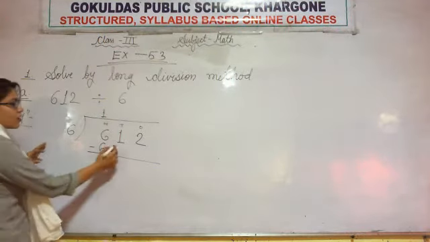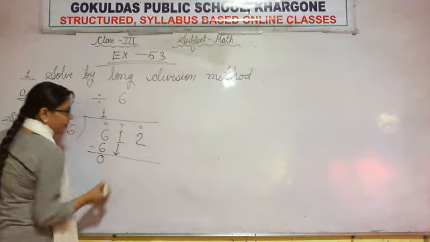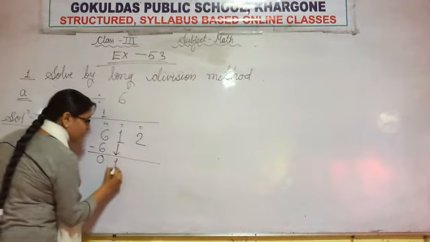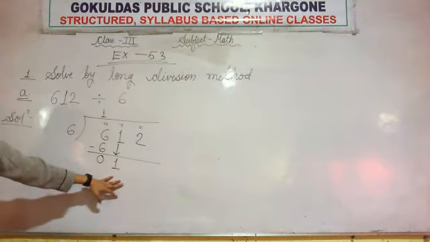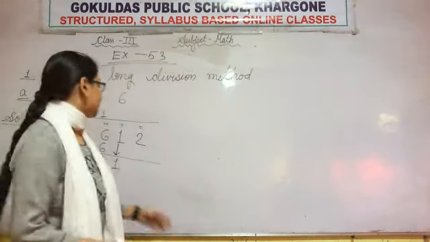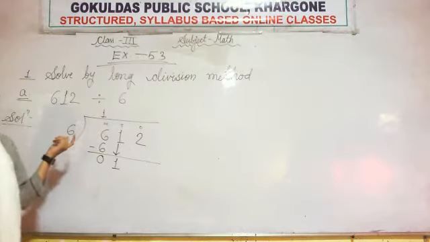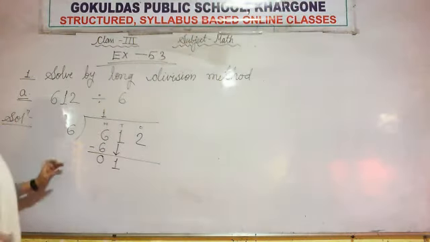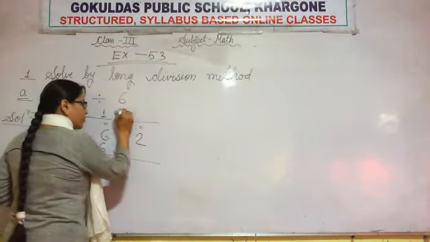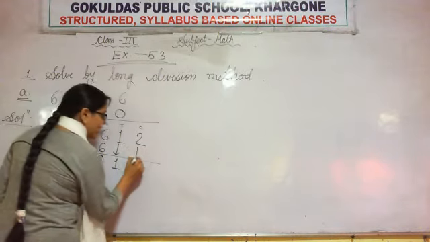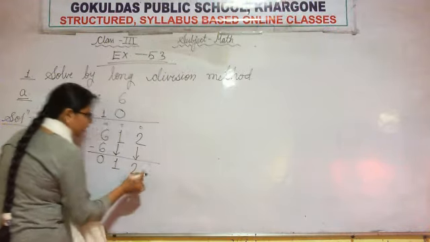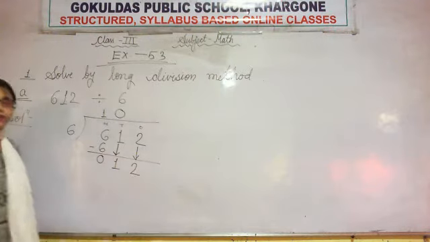Now we bring down the next place digit. The next digit is 1, so we write 1 as it is. Now can we divide 1 by 6? No, we cannot divide. So we'll put a 0 for that. And then we'll bring down the next number, which is 2. So we write 2.